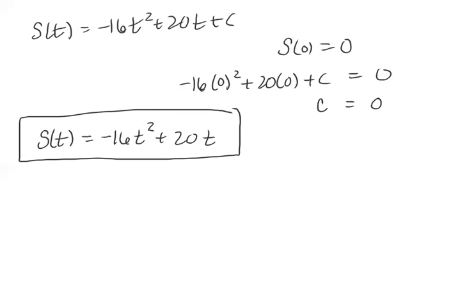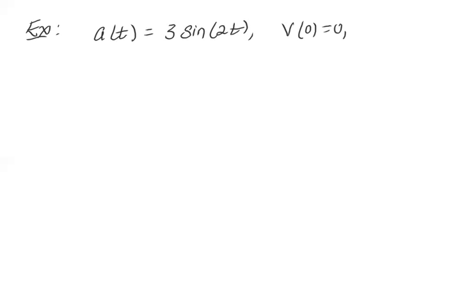Let's do one more, and then we will call it a day. Let's do that same process that we did previously. Let's find the position function for the following set of information. Let's say I have an acceleration function, a of t, equal to 3 times the sine of 2t. Velocity at time 0 is 0, and position at time 0 is 10.